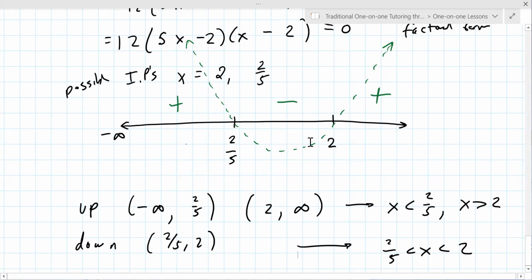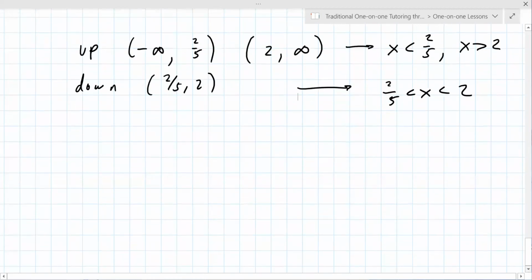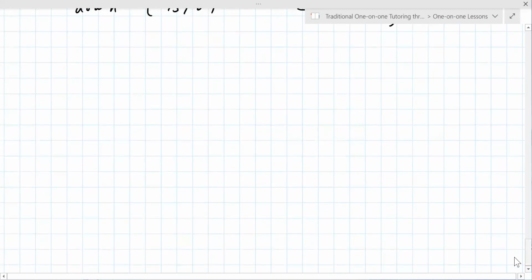Please study this example. I think we did one yesterday like this. They're almost for sure going to come up in some form, you know, taking the second derivative, set it equal to 0, that kind of thing.